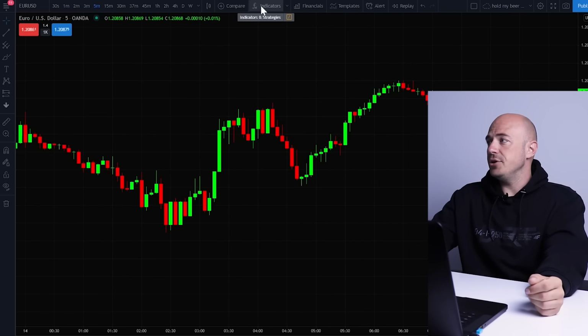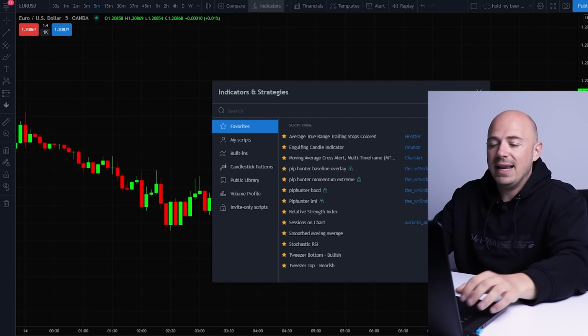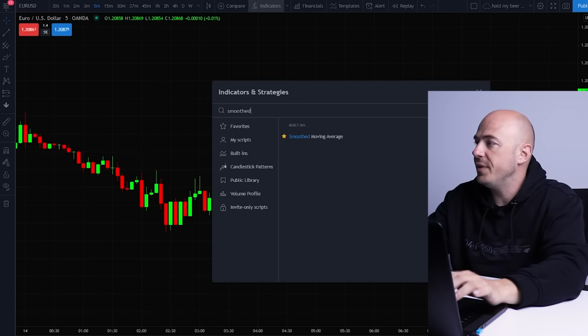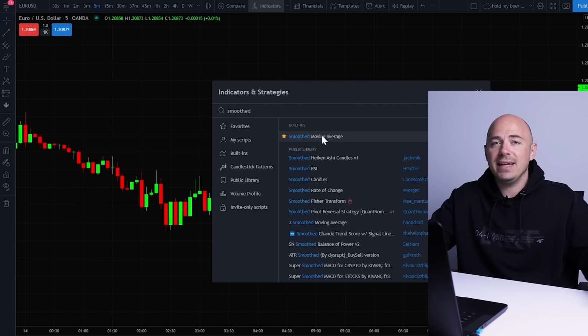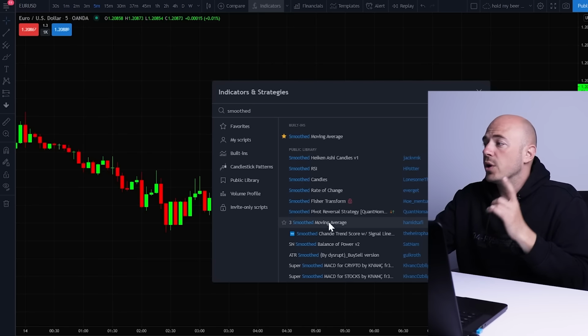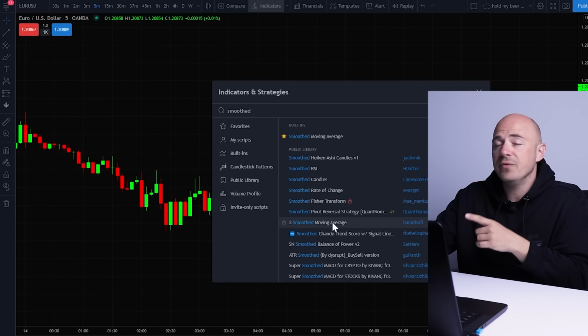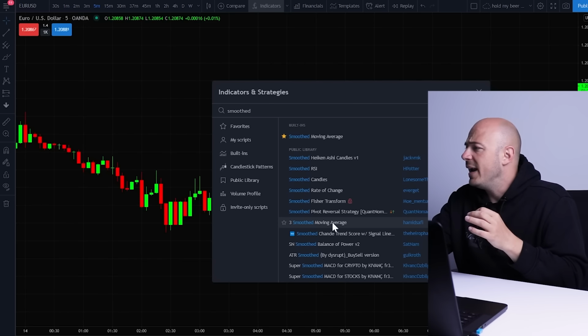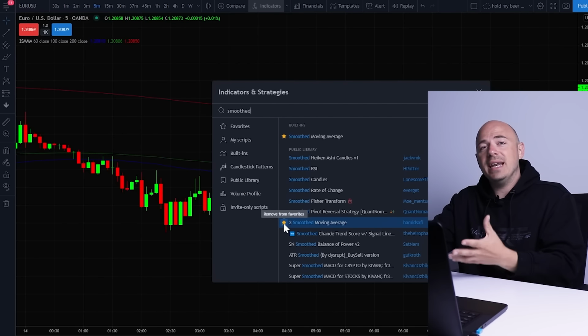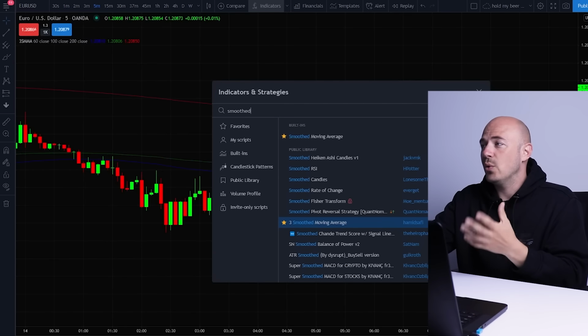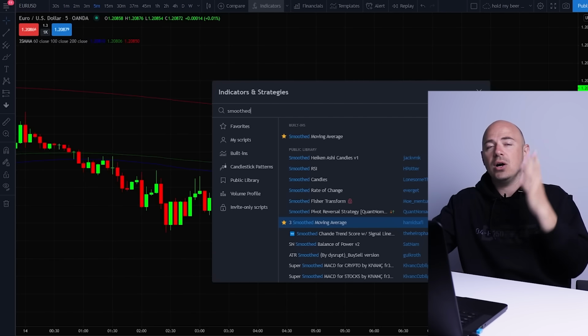To get these indicators on your chart, click the indicators button and type in smoothed. Normally I use the smoothed moving average, but instead of having 1 indicator for each average, we're gonna choose the 3 smoothed moving averages right here by Hamid Safi. Make sure that you click the star button next to it because it has to be in your favorites because you are going to use it all the time.